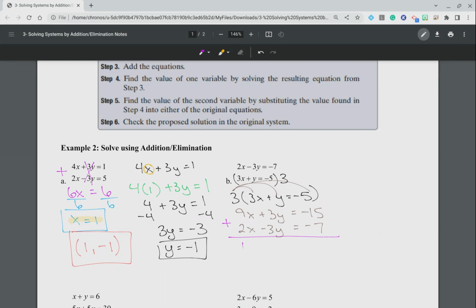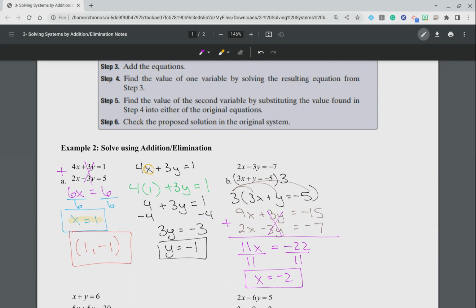9x plus 2x is 11x. Now I have 3y minus 3y, which eliminates each other. Okay, there's my elimination step. And then negative 15 minus 7 is negative 22. Solve this equation using our awesome algebra skills, and I get x is equal to negative 2.